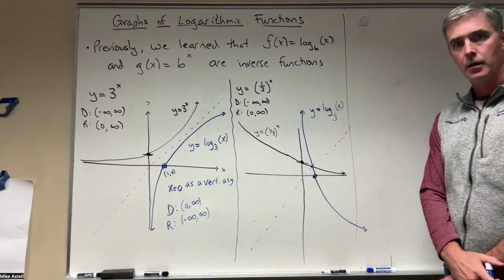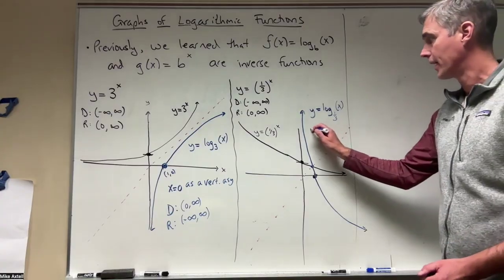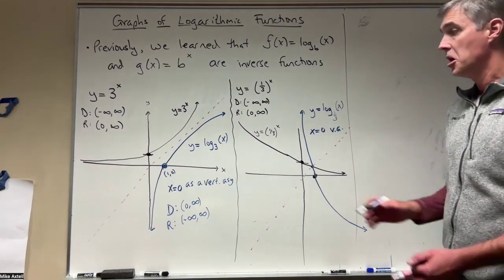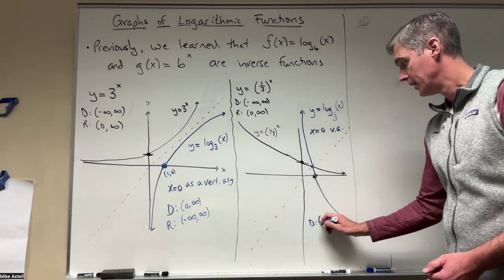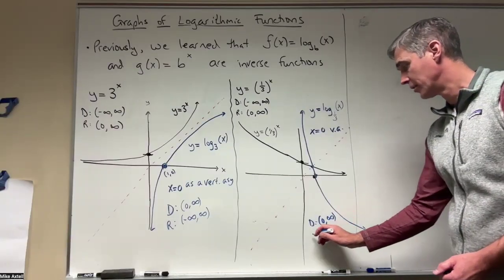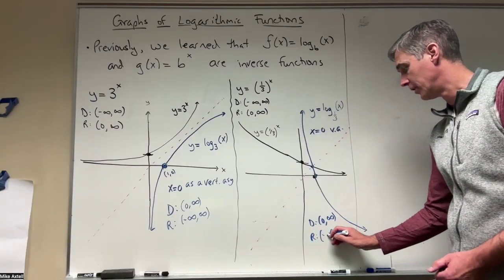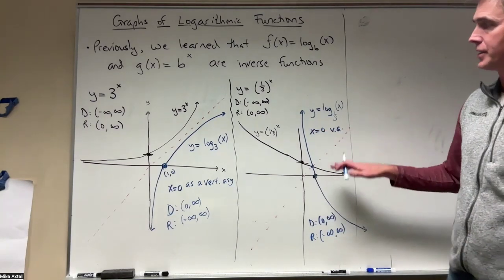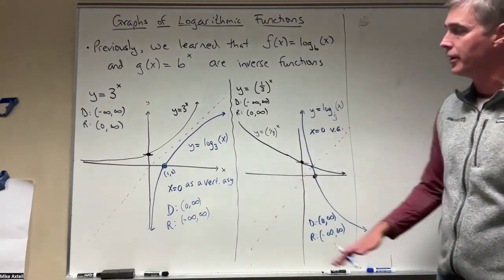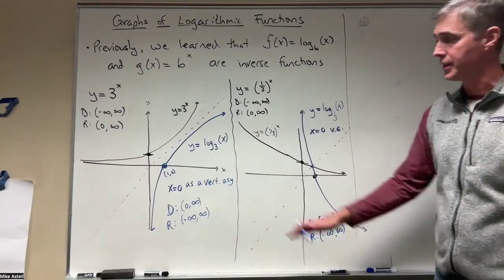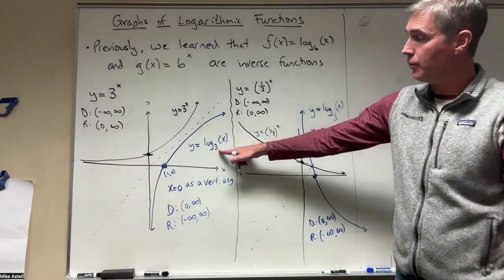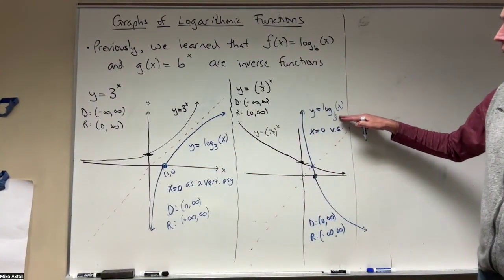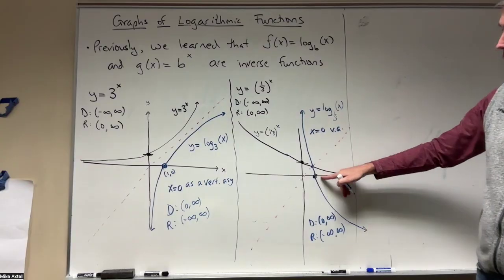Okay. All right. Now, x equals 0 is a vertical asymptote. Domain, 0 to infinity for my x values, and my range, negative infinity to infinity for my y values. So in both cases, log base 3, log base 1/3, x equals 0 is your vertical asymptote, same domain, same range. If your b is greater than 1, you start low and climb high, hitting 1, 0. If your base is between 0 and 1, you start high, drop low, going through 1, 0.